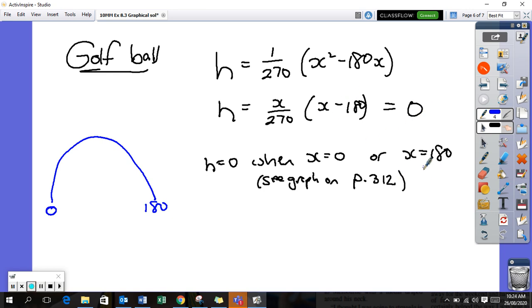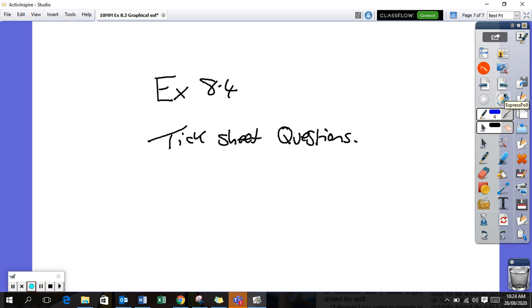So how far did the person hit the golf ball, or how far did the golf ball land from the golfer? Well, it's landed over here at 180. So it started off, the golfer hit it when x equals 0. It was back at ground level at x equals 180, h equals 0. So the golf ball was hit 180 metres. That example is on page 312. Just have a quick look at it and a read through it. Then I want you to go and work through exercise 8.4.